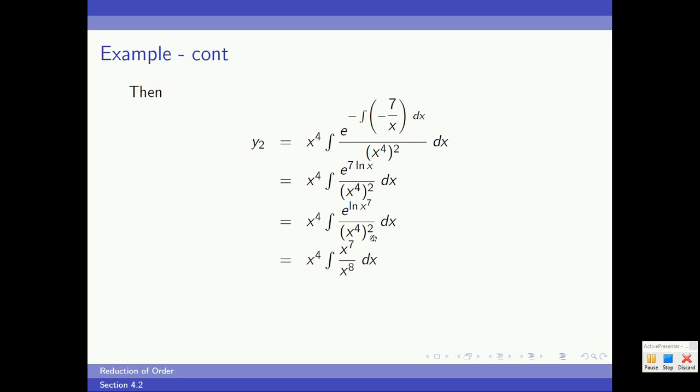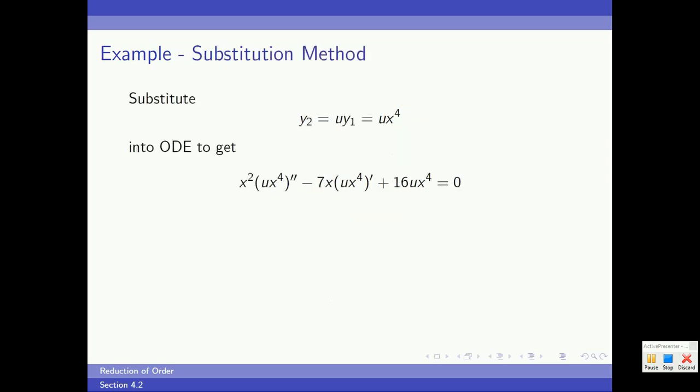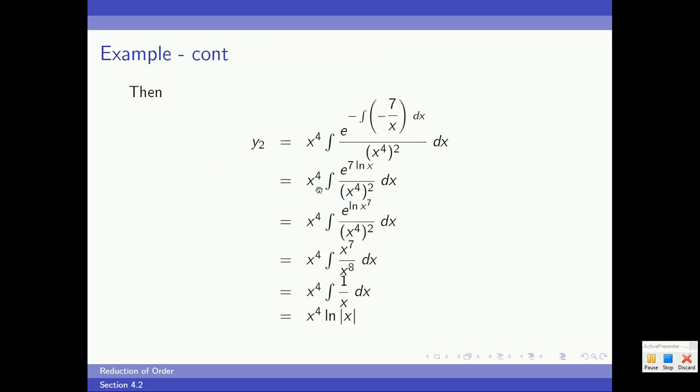This bottom simplifies to x to the 8th. So really what we get is we have the integral of 1 over x in here, which we all know is natural log of absolute value of x. This is our y2. So we had y1 is x to the 4th, y2 is x to the 4th natural log of x. So now this is our second solution.